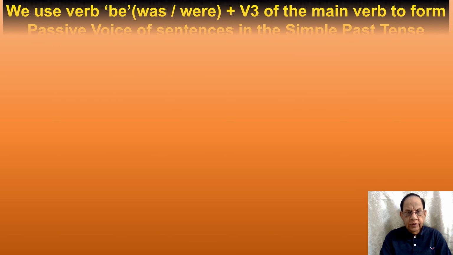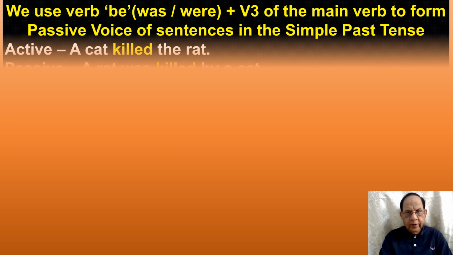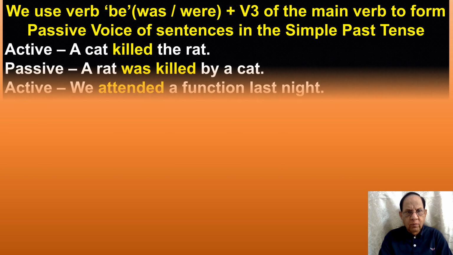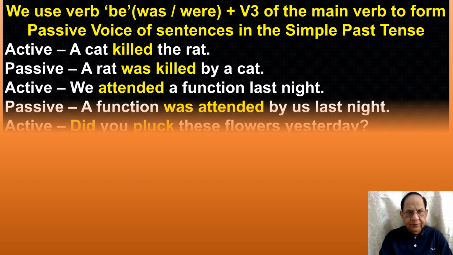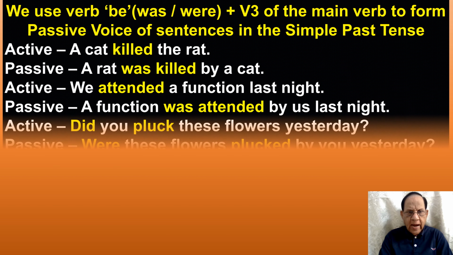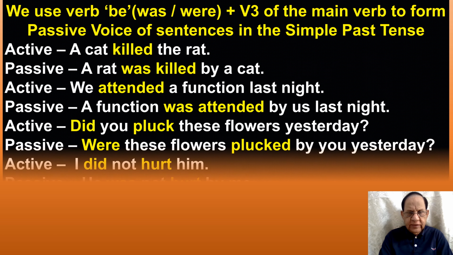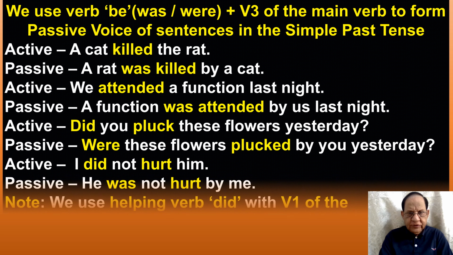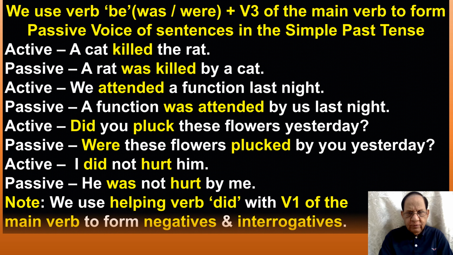We use the past tense forms of the verb be, was, or were, and the third form of the main verb to form passive voice of sentences in the simple past tense. Active: A cat killed a rat. Passive: A rat was killed by a cat. Active: We attended a function last night. Passive: A function was attended by us last night.